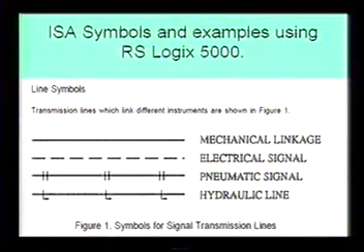The next thing we need to talk about is those ISA symbols. The ISA symbols are actually single line diagrams, if you will, and they have different types of lines. And you can go on Google and type in ISA symbols. You will get a ton of information on this. There's so much information on ISA symbols. There's even a society that deals with ISA symbols.